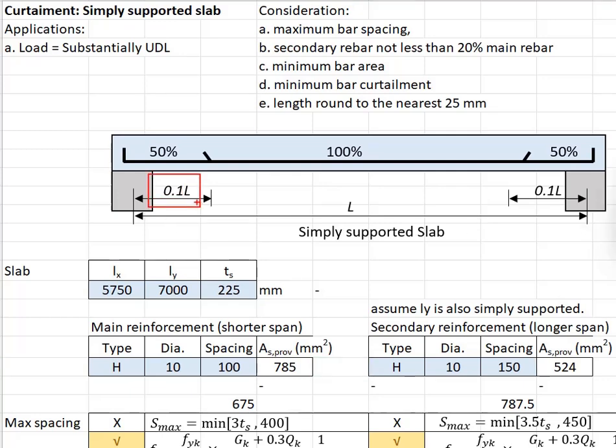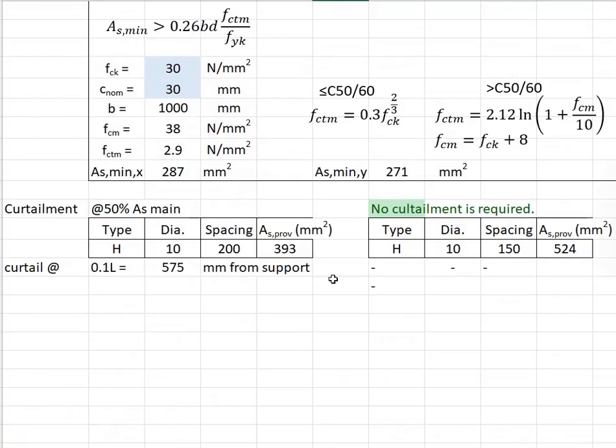Next, you will need to get this distance to find the exact locations where you do the curtailment. Your effective span in the shorter span will be 5.75 meter. 0.1 times 5750, you get 575 mm. That means the distance from the support will be 575 mm, where you can do the curtailment for the main reinforcement. This will be the final outcome.